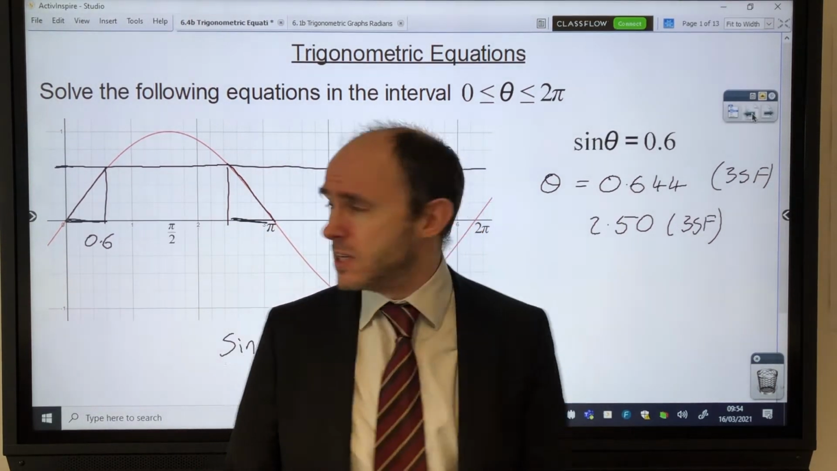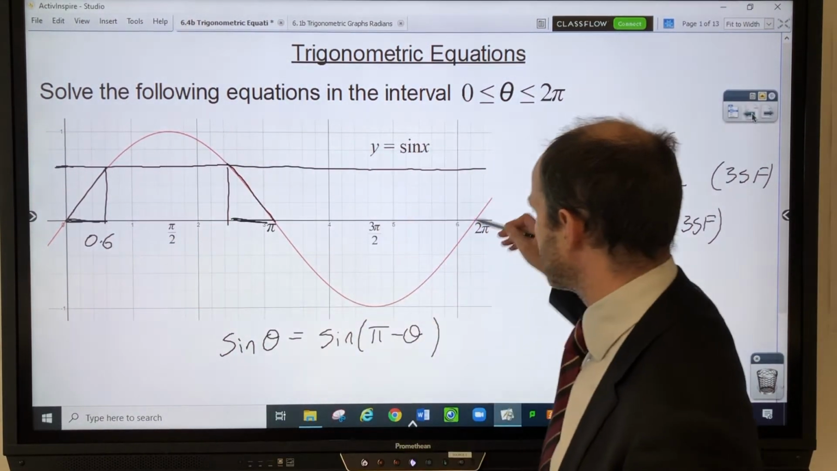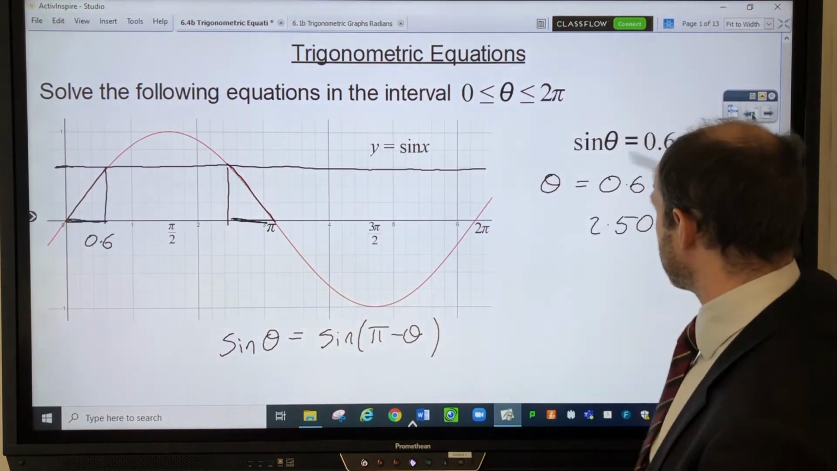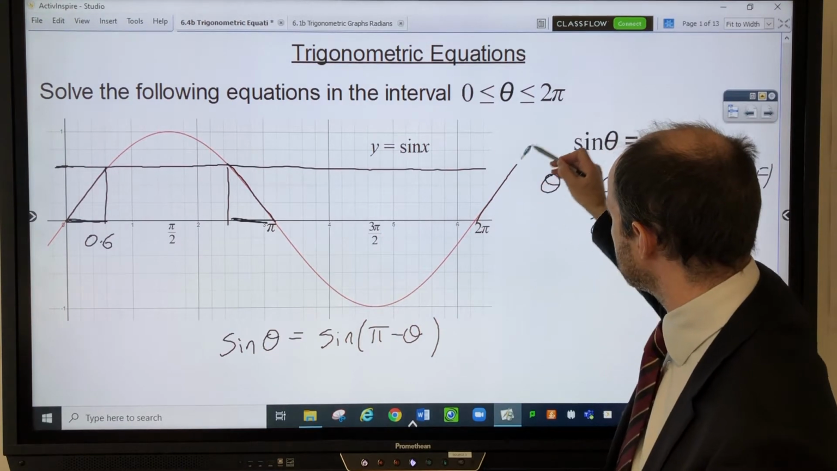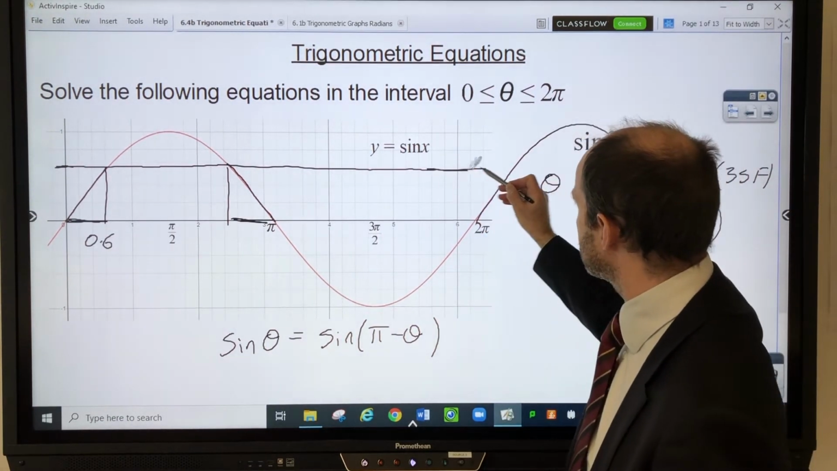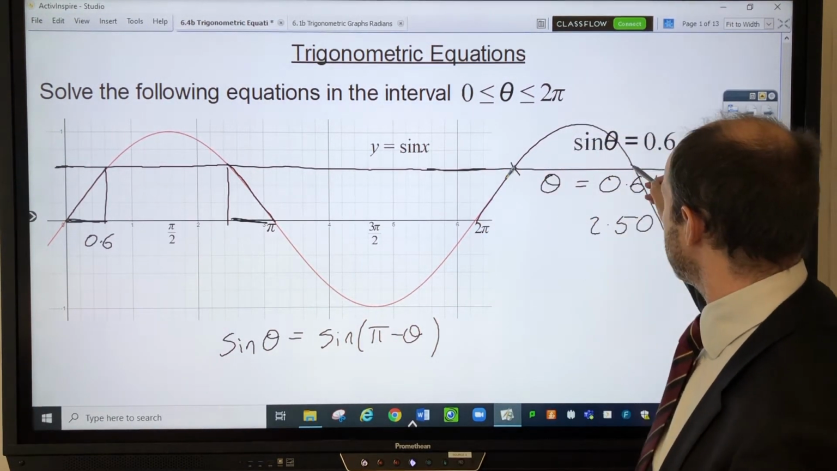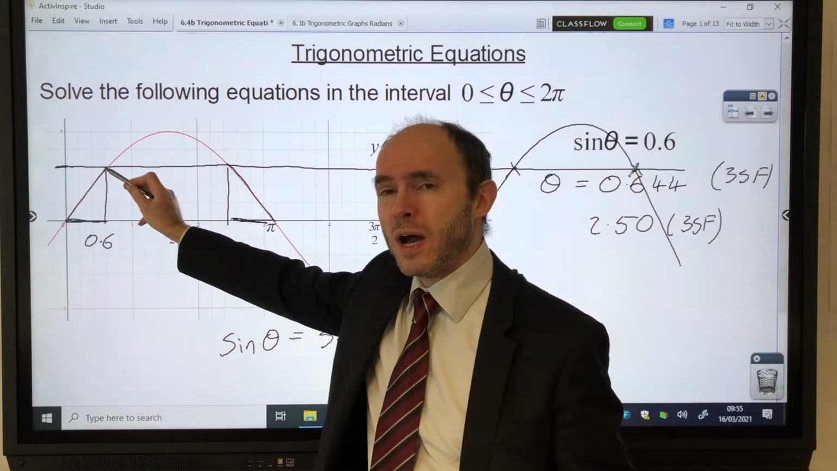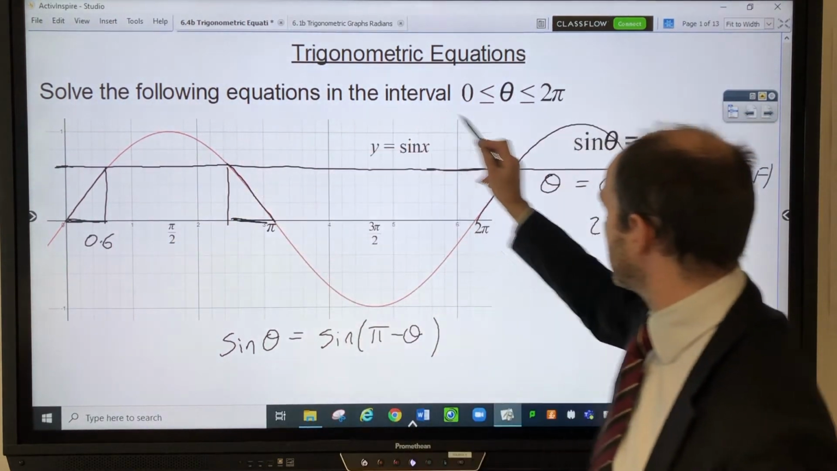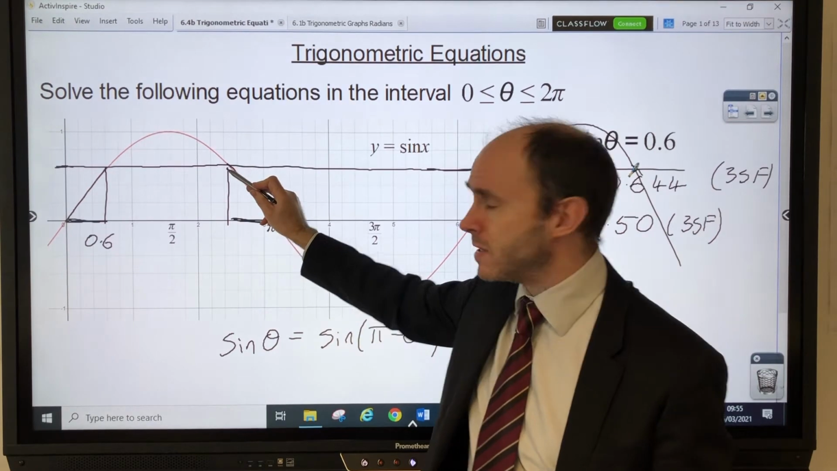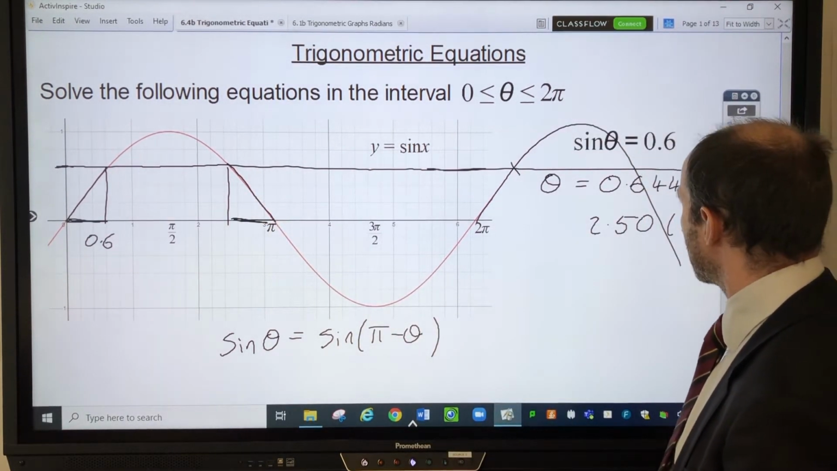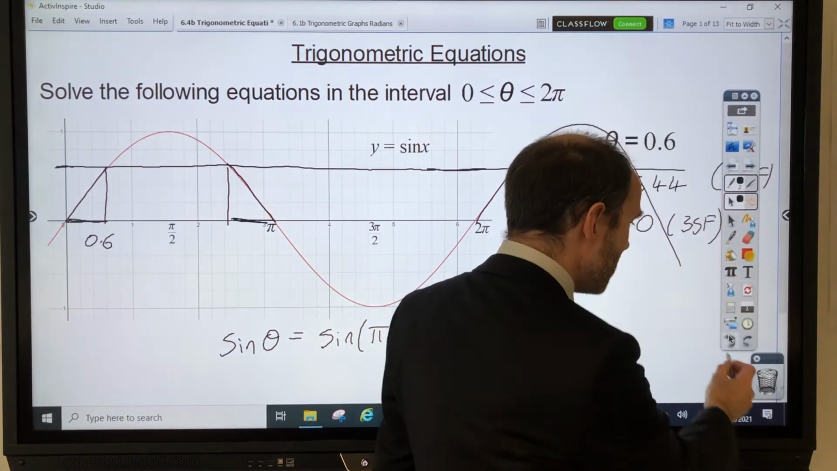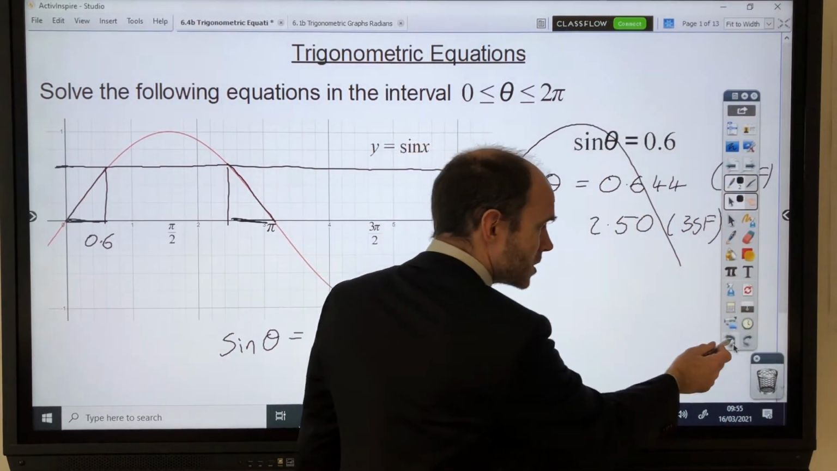That's it. The reason is because this is one cycle of the sine graph, and then it will do exactly the same again between 2 pi and 4 pi. So when it does exactly the same again, it'll then intersect here and here at precisely 2 pi more than that. So add 2 pi, you get to here, and 2 pi more than that, so add 2 pi to get to there. So the simple thing is, once you've got your 2 answers, just keep on adding 2 pi to get as many as you want.